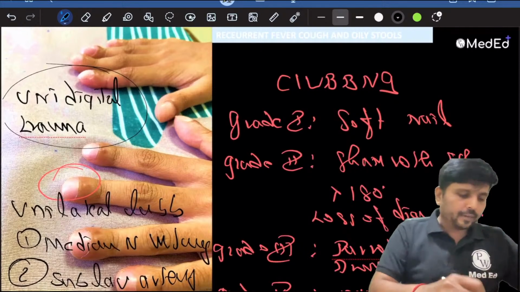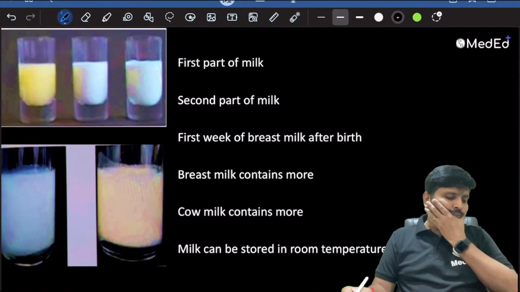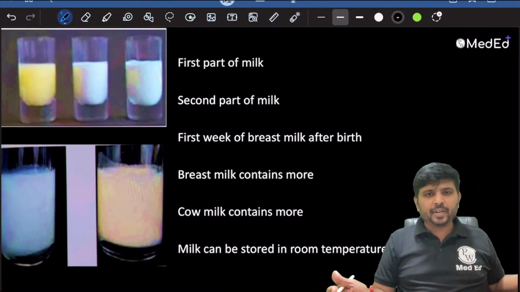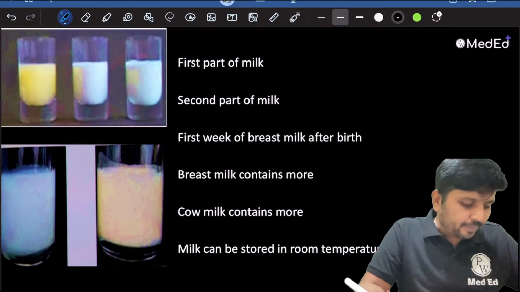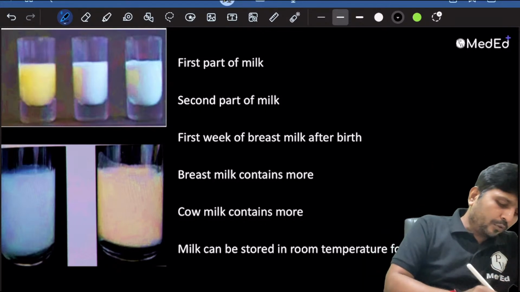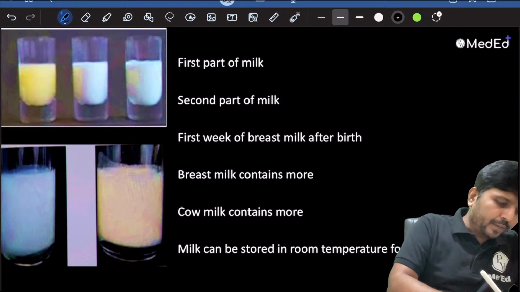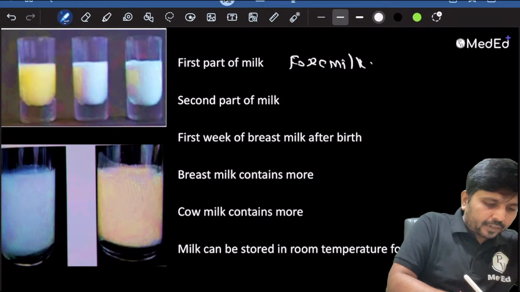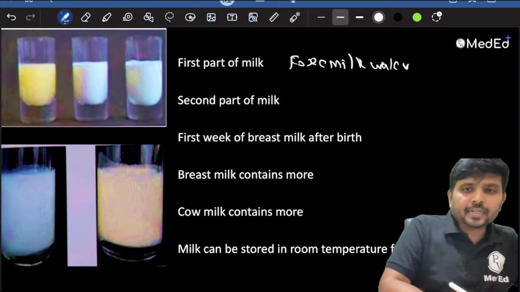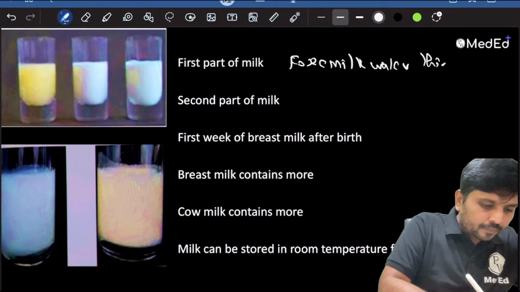This is about clubbing. Then what is this with respect to milk? So first part of milk is called foremilk. It is rich in water, so it quenches thirst.